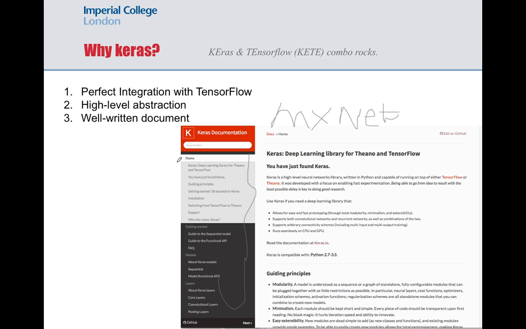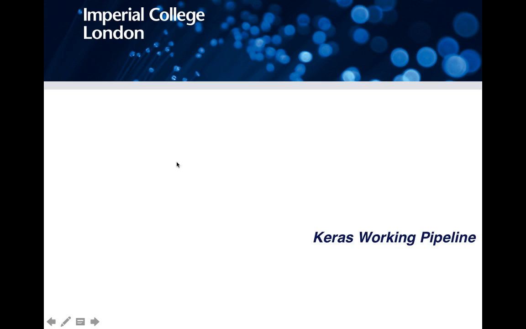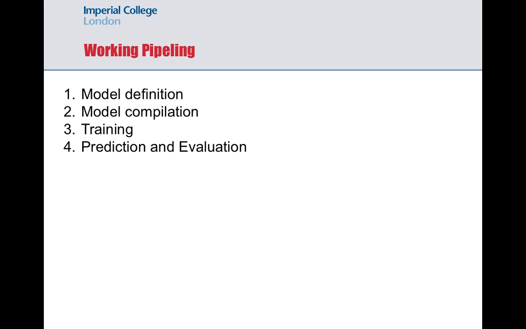Okay, I think that's all for the first part, and let's move on to the second part. Let's just shut up and show you some code. I want to talk about the pipeline, how models are generally defined in the Keras setting. The working pipeline of Keras consists of 4 different stages, and I'm gonna talk about them one by one. Okay, now let's move on to the first stage.